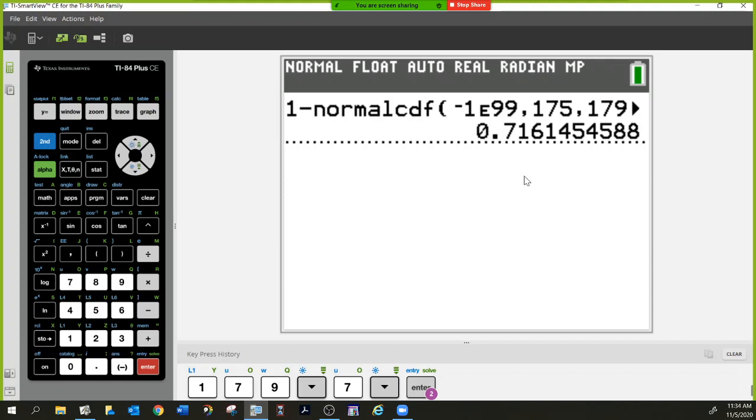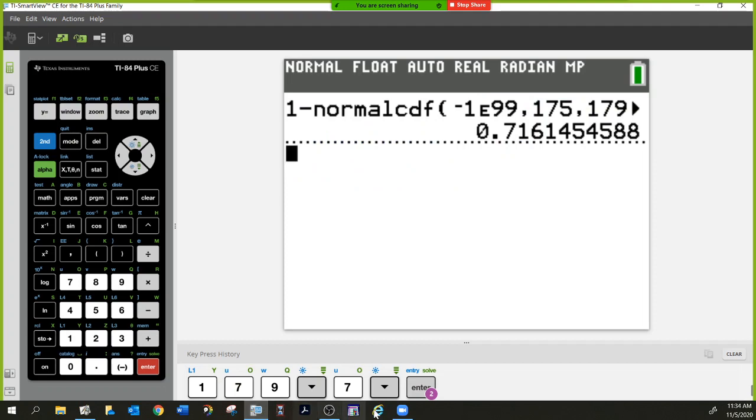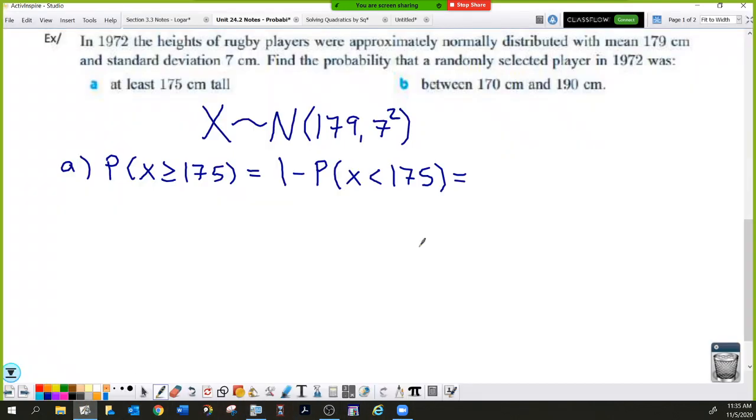You expect it to be bigger than 0.5 because the value that we were talking about, 175, is to the left of the mean. Forgot the number already. 0.716.